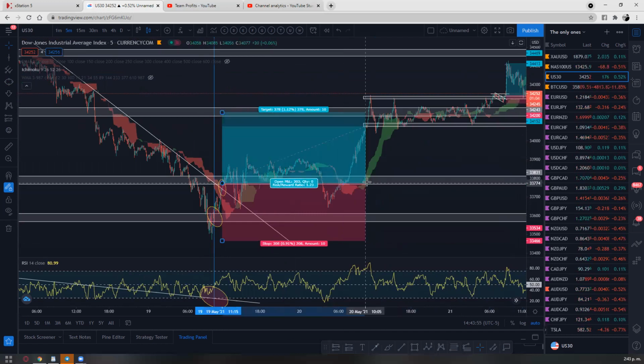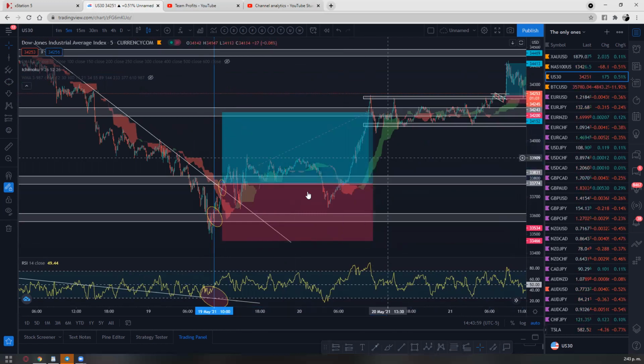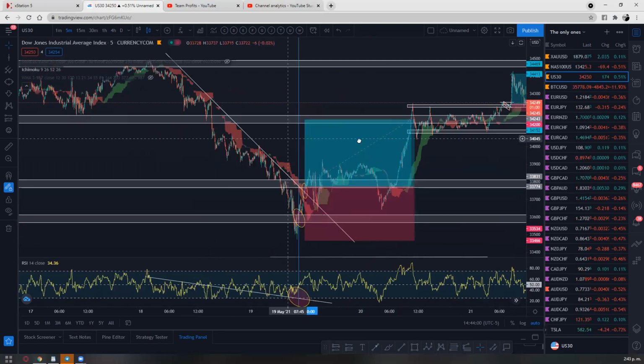That's how I trade. Okay, that's the correct way. This is how price action works.